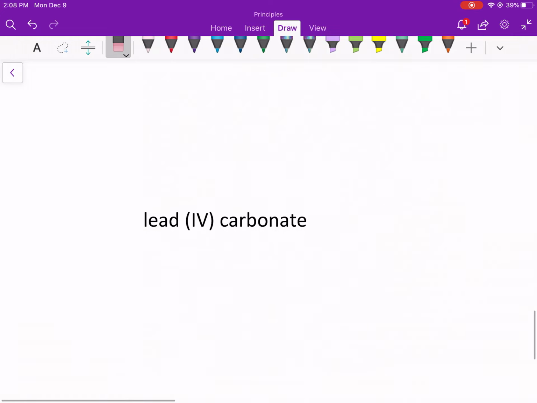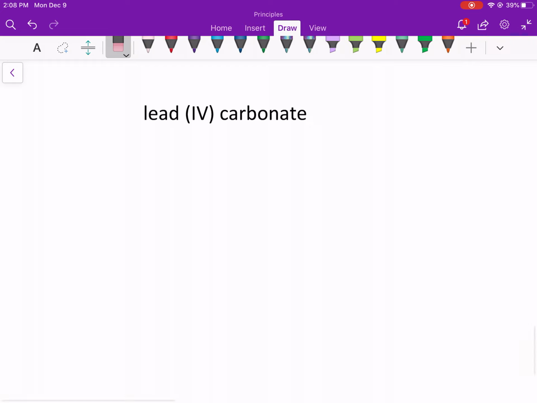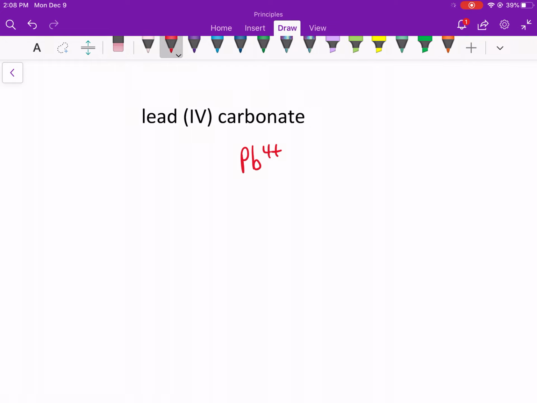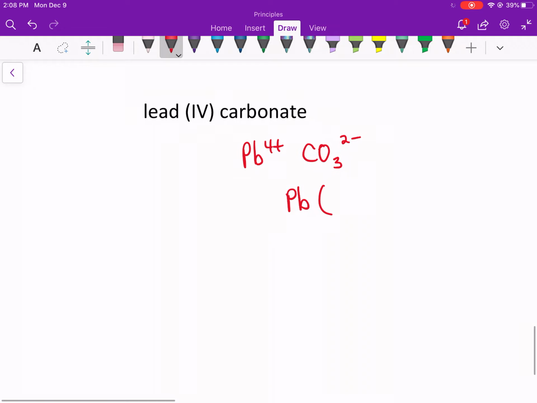And then finally, this is the last one, lead 4 carbonate. Okay, so if we have lead with a 4+ charge, carbonate is CO3 2-. The least common multiple is 4, so we only need 1 lead because it's already +4, but we are going to need 2 carbonates because 2 times -2 would give you -4, and that would cancel the +4 charge on the lead.